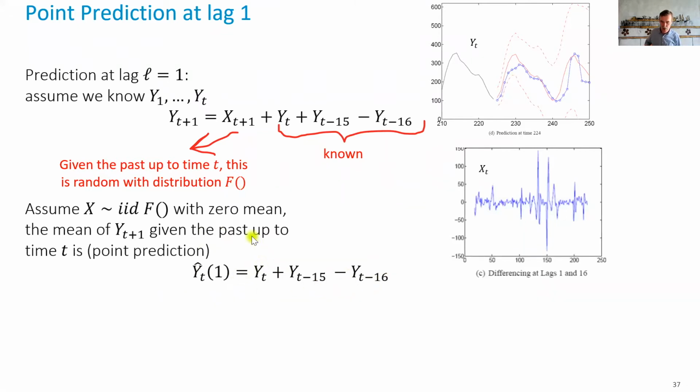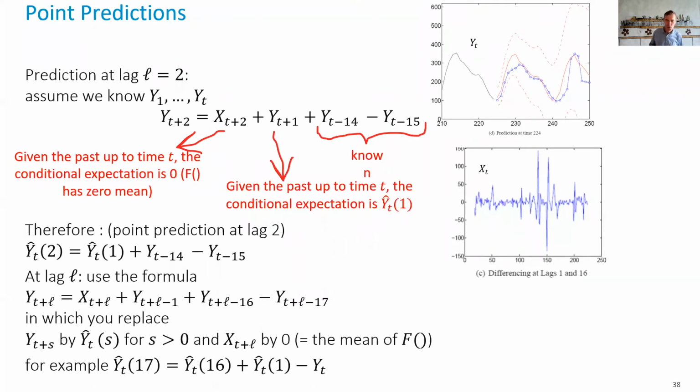In this formula, remember, we're doing the prediction at time t. That means that we assume that y_{t-15} and y_{t-16} are known. What we will see now is how to go beyond this. For example, first step, how do we do prediction at lag 2? So again, we are at time t, and we want to say something about y_{t+2}.